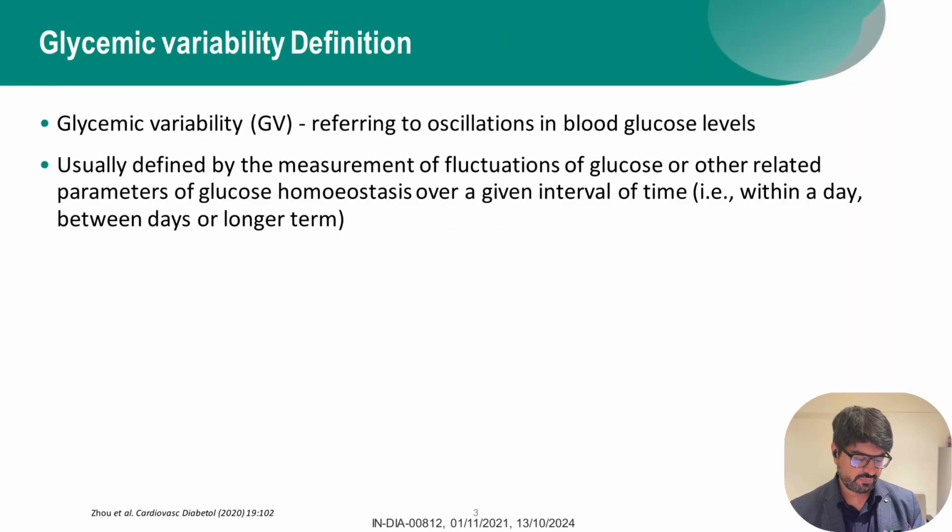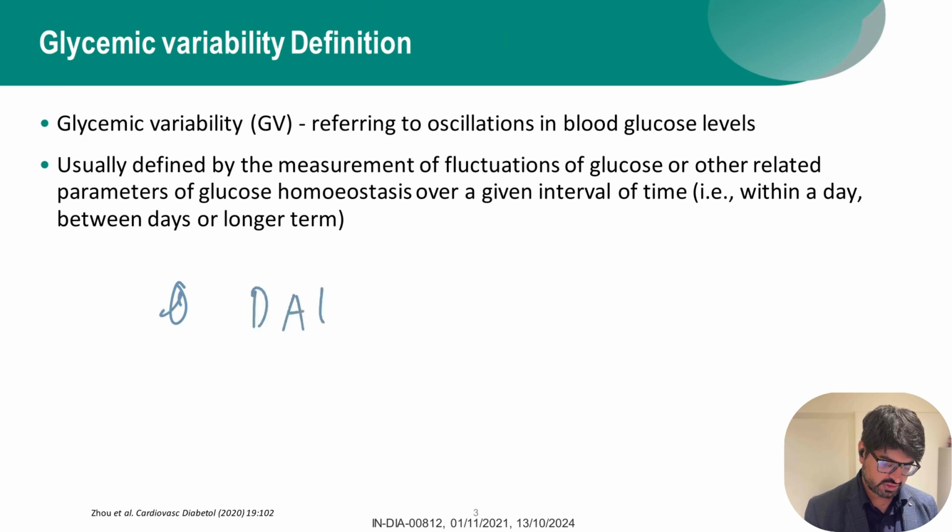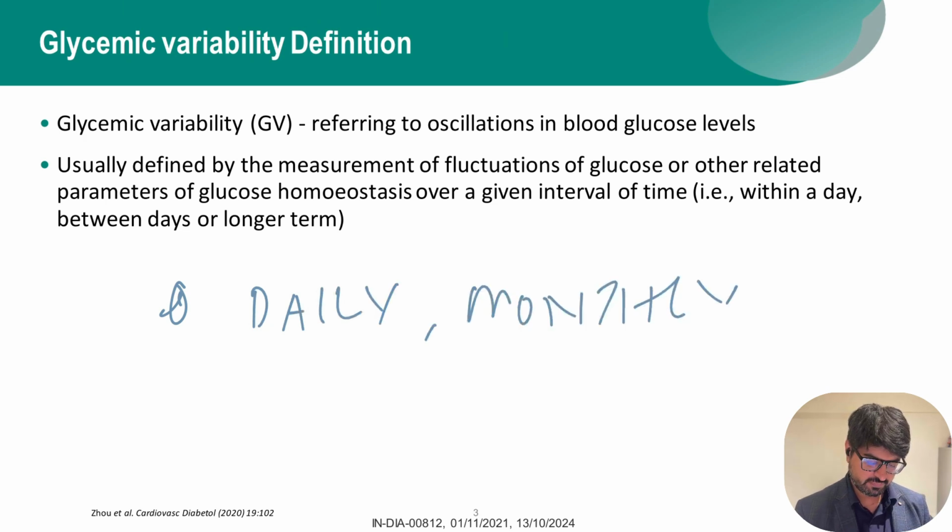Okay, so by definition, glycemic variability refers to oscillation in blood glucose level, and it is usually defined by measurement of fluctuations of glucose, or parameters of glucose homeostasis, over a period of time. So it could be over days, right? It could be daily fluctuations, it could be monthly, or it could be long term, right?